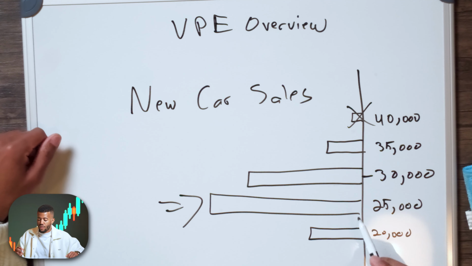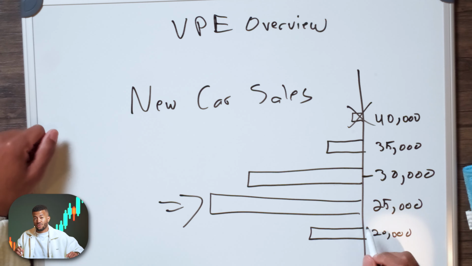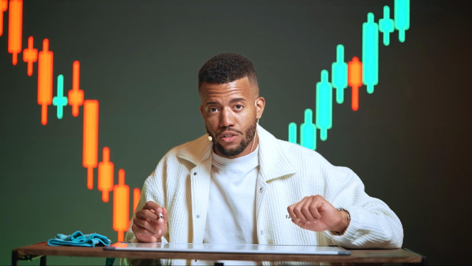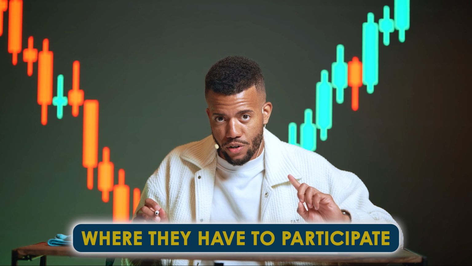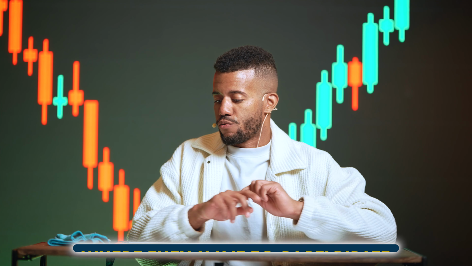This is the volume profile. It tells us where people's bases are. It tells us where they're willing to participate based off of where they have to participate, but also tells us where they have to participate, okay? Where they have to participate. This is really, really important.